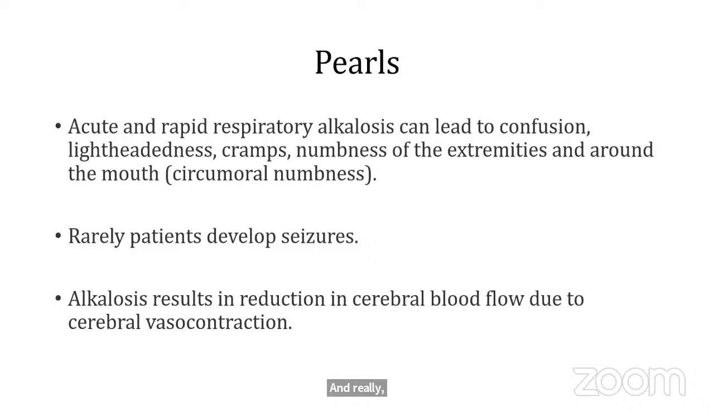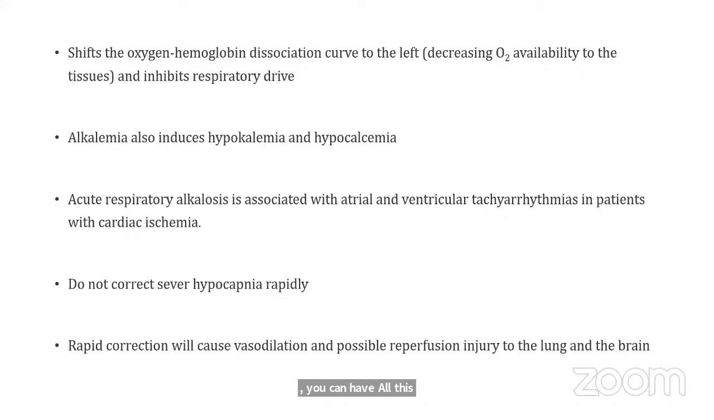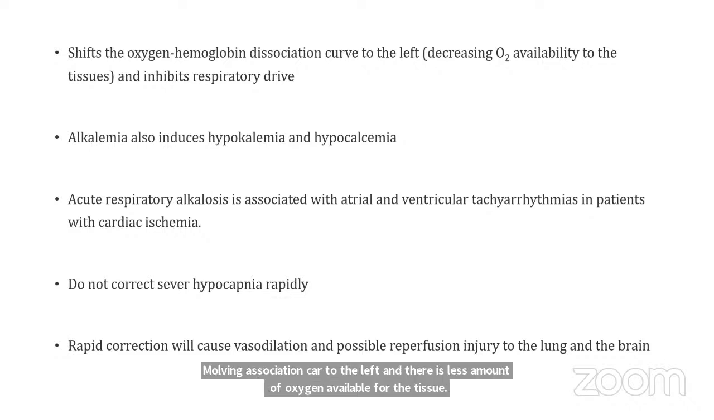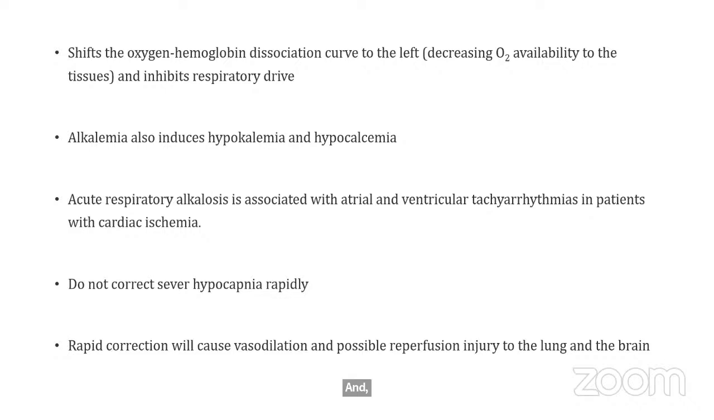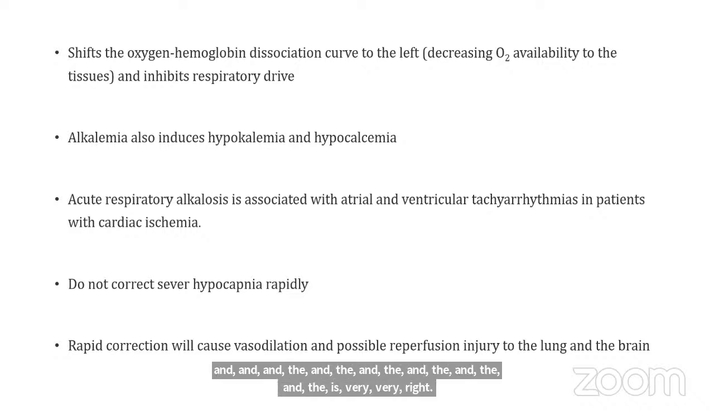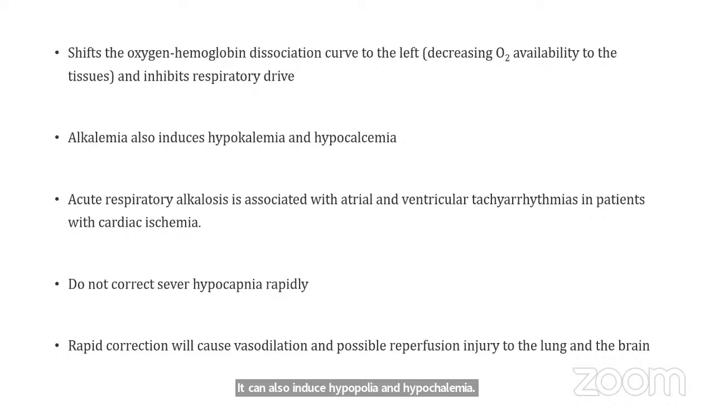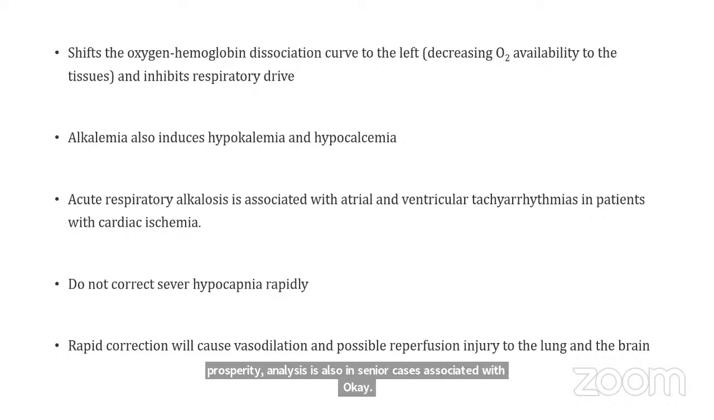And what does it do? It reduces your cerebral blood flow. There is cerebral vasoconstriction, so therefore, you can have all these central symptoms. Also, alkalosis can shift the oxygen hemoglobin dissociation curve to the left, and there is less oxygen available for the tissues to extract, and it can inhibit the respiratory drive. It can also induce hypokalemia and hypocalcemia. In severe cases, acute respiratory alkalosis is also associated with atrial and ventricular tachyarrhythmias.